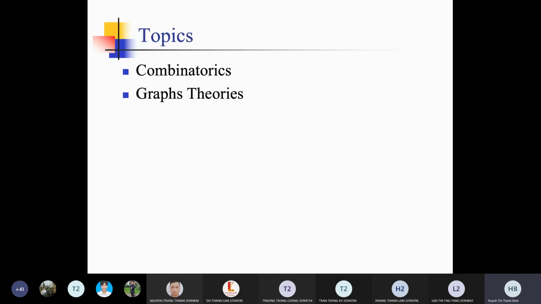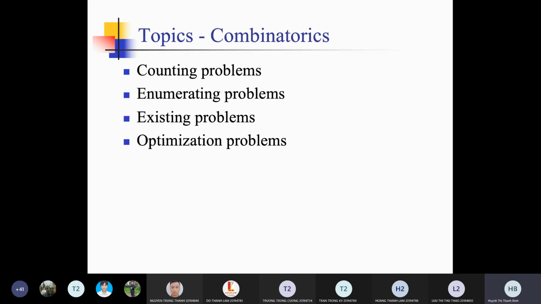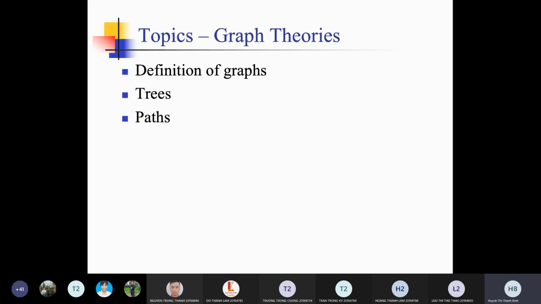And the topic for this course: combinatoric and graph theories. In combinatoric topic, we'll consider 4 problems: counting, enumerating, existing, and optimizing problem. And in graph theory, we'll study definition of graphs, tree, and paths.